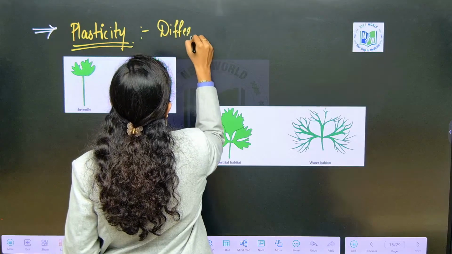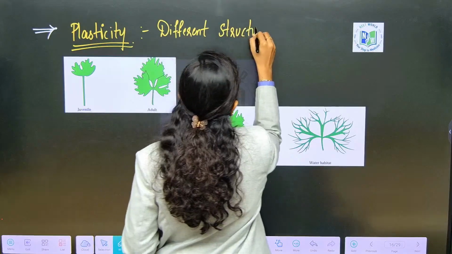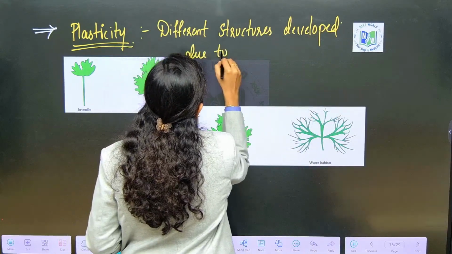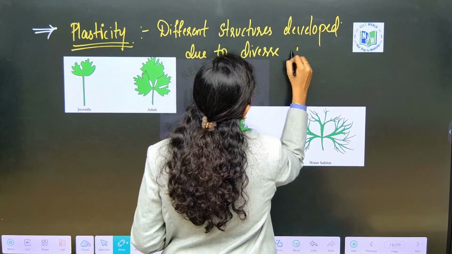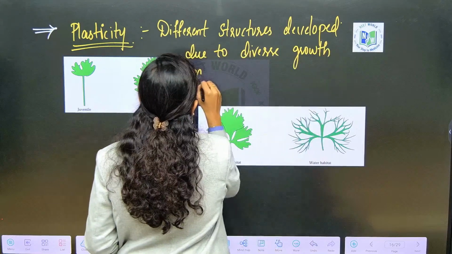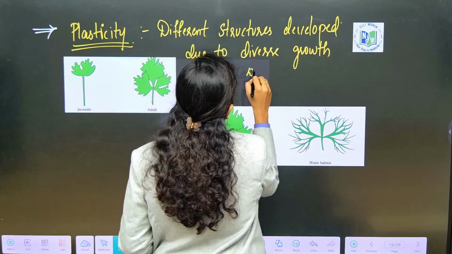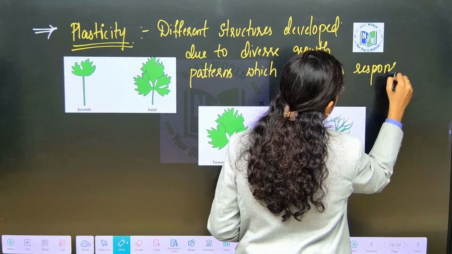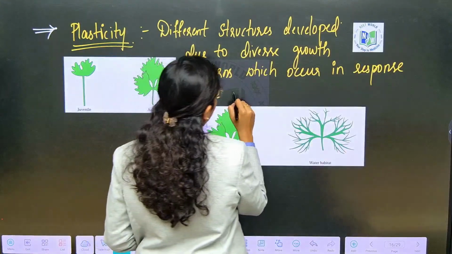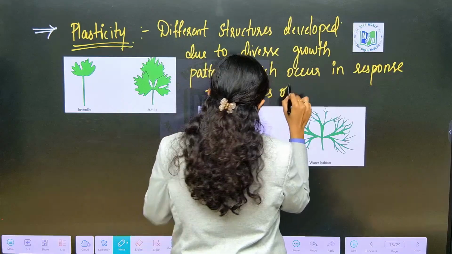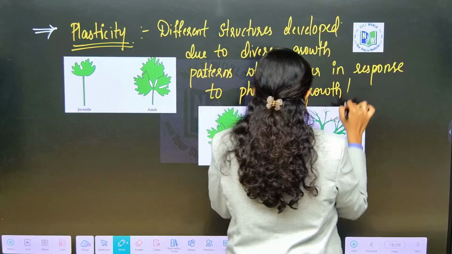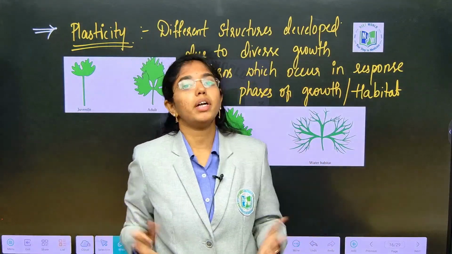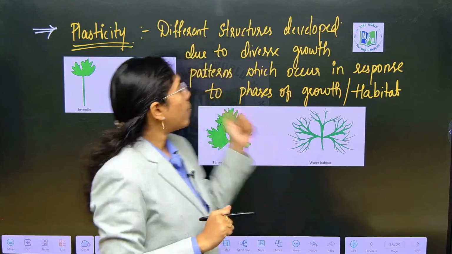Different structures developed due to diverse growth patterns which occur in response to either phases of growth or in response to different habitats the plant is living in. The same plant growing in different habitats will show different structures in response to different growth patterns. That is known as plasticity.